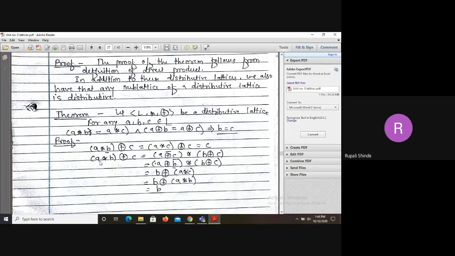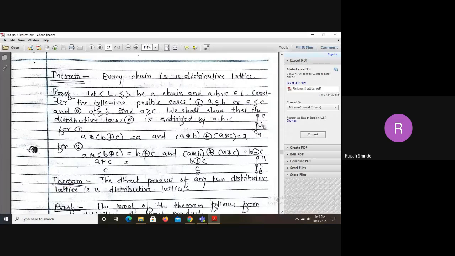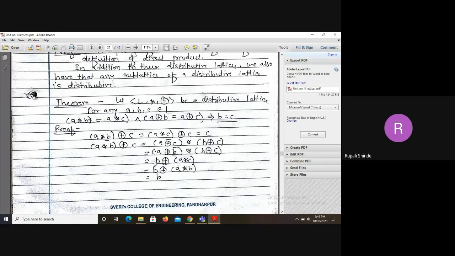Now check here. We can apply the distributive property for the RHS as (A XOR C), this is one bracket, and (B XOR C), this is another bracket. Again, they have said that B equals C, so for this first C, we can replace it by B. So (A XOR B), this is the first bracket, star (B XOR C). Now what is the value for A XOR B? Look at this diagram. The value for A XOR B is B.